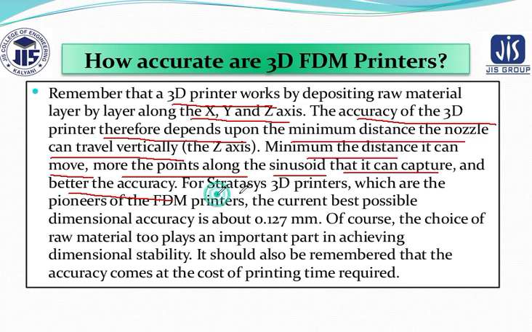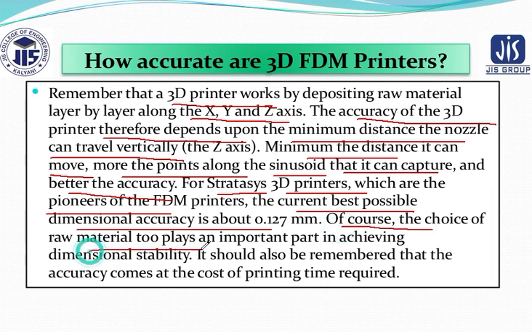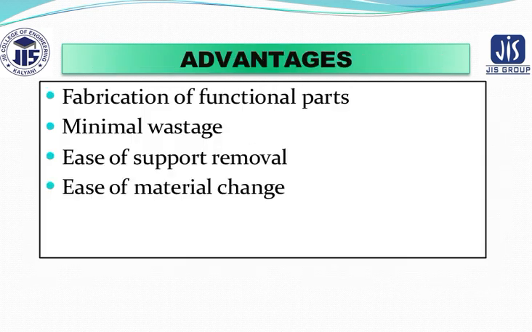For Stratasys 3D printers, which pioneered the FDM printer, the current best possible dimensional accuracy is 0.127 millimeter. Of course, the choice of raw material also plays an important role in achieving dimensional stability. It should be remembered that accuracy comes at the cost of printing time required. So printing time is also another parameter.